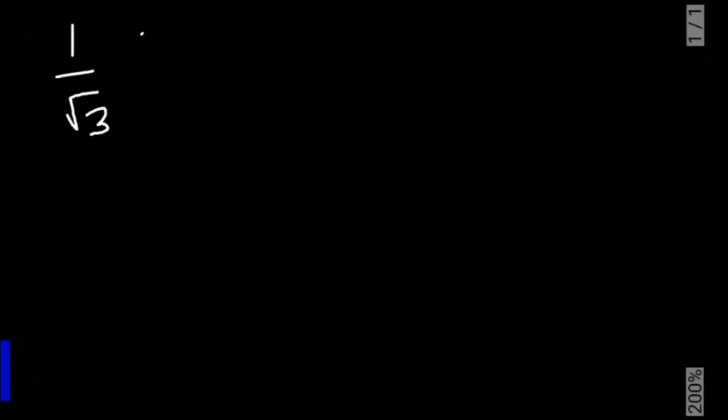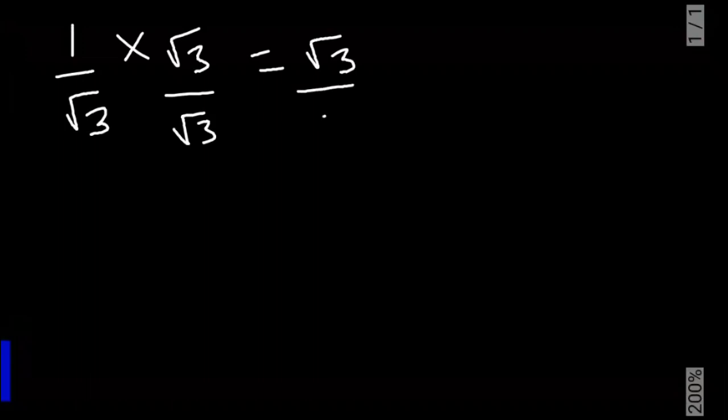To rationalize, we multiply this by root 3 over root 3. Root 3 over root 3 is the same thing as 1, so we are not affecting this fraction. Root 3 multiplied by 1 is root 3. Root 3 multiplied by root 3 is 3. So the square root of a number multiplied by itself is that number.